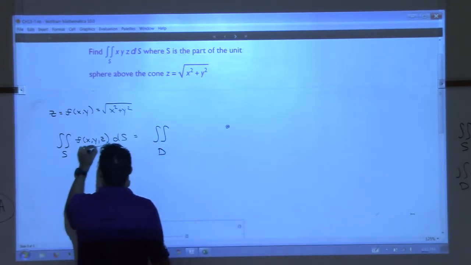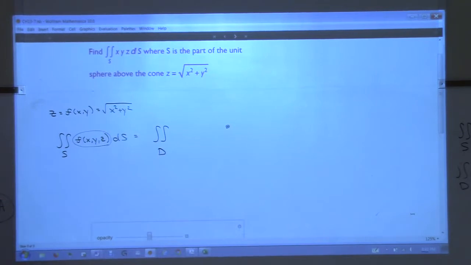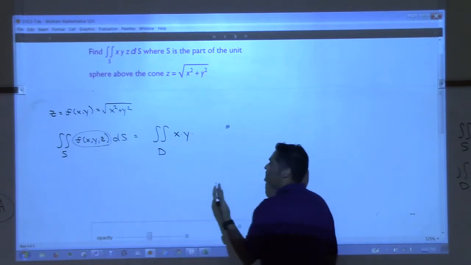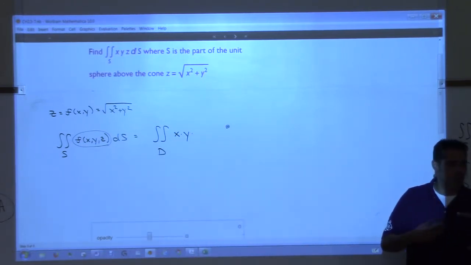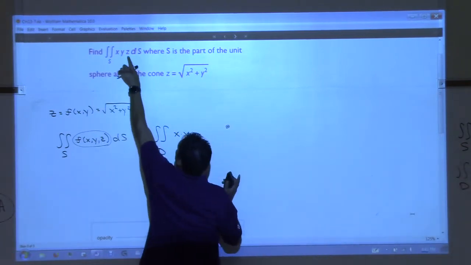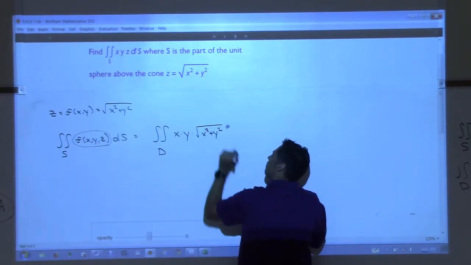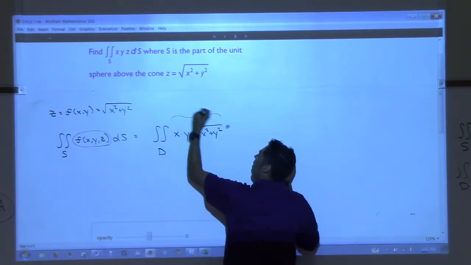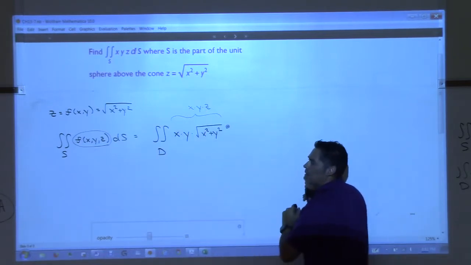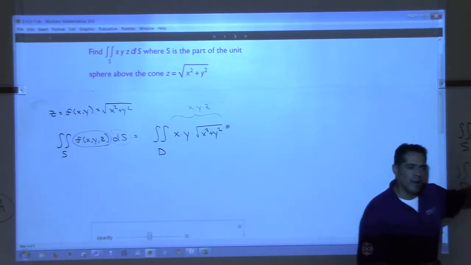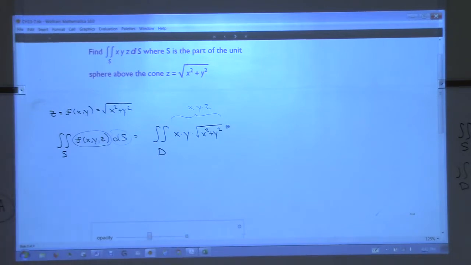What is my function x, y, z going to be? So what is it up there? X times y times z, right? Okay, so it's x times y times z, but z has to be rewritten as a function of x and y. So instead of writing z here, I'm going to put what? Square root of x squared plus y squared. Okay, so this part right here is the x times y times z, right? And now this part, the dS, is this right here, but I'm going to use this instead. Okay?